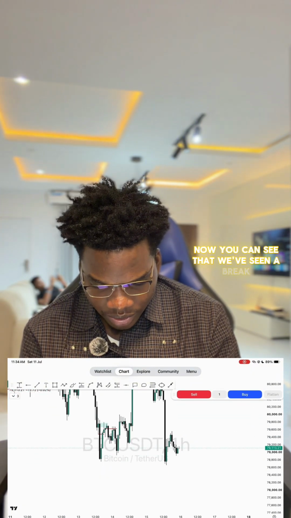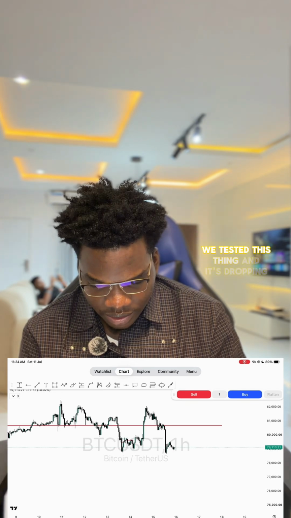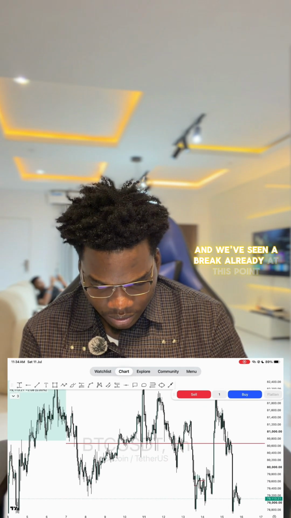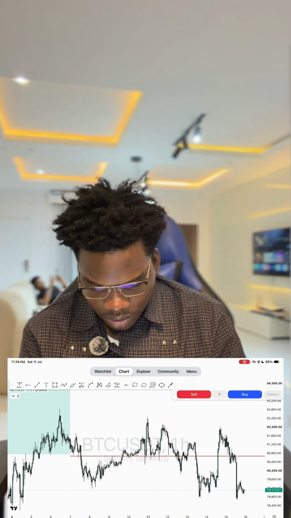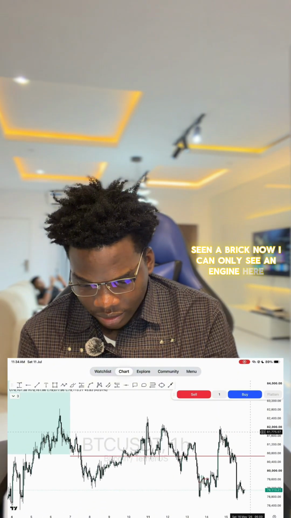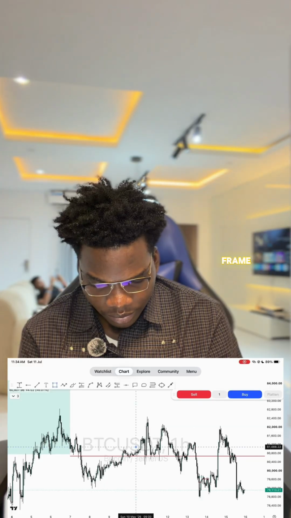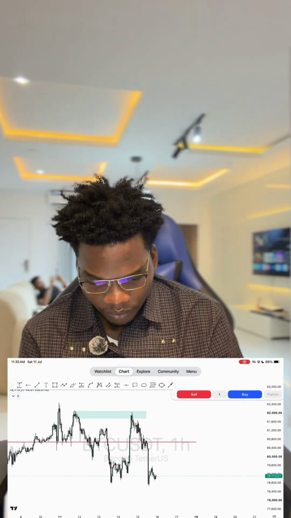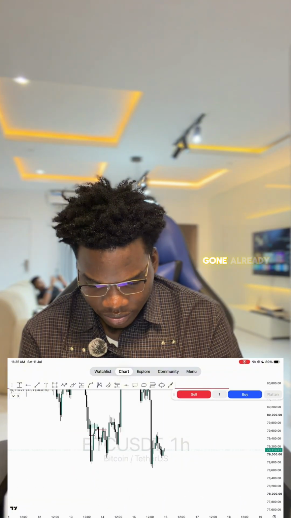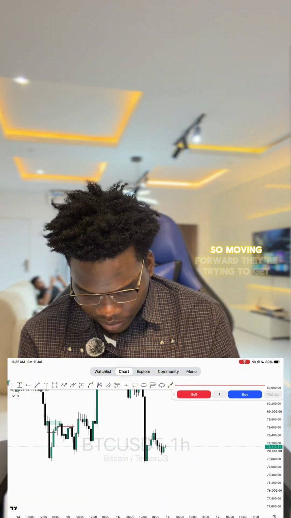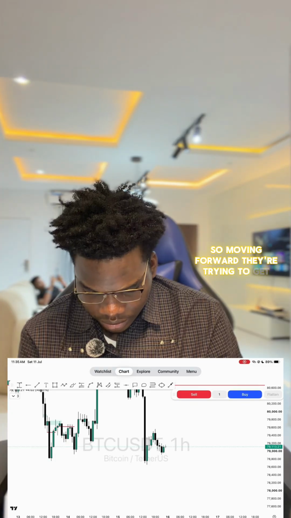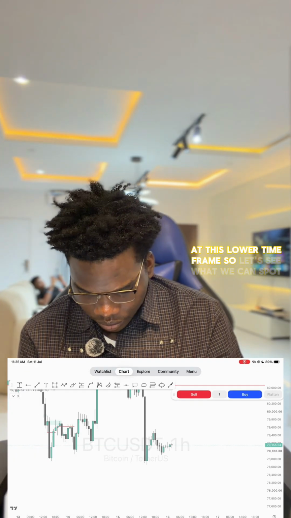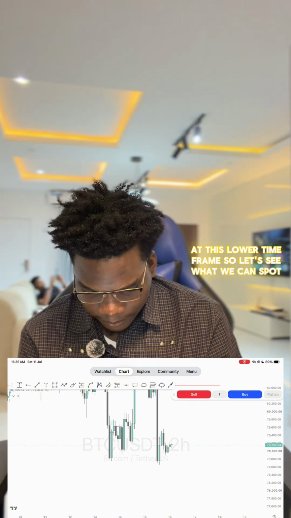Now you can see that we've seen a break. Price has come into this level, retested this, and is dropping already. And we've seen a break already at this point. Now I can even see an entry here. If we had come down to the lower time frame, we would have seen this entry here first. But that one has passed already. Price has reacted from that already, and that's gone. So moving forward, we're trying to get an entry for ourselves at this lower time frame. So let's see what we can spot.